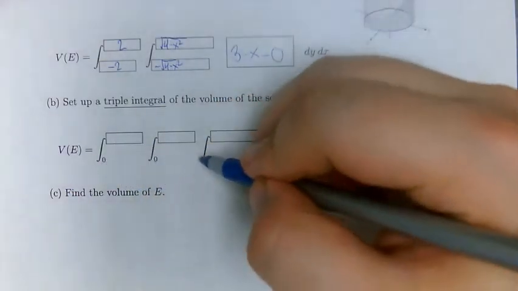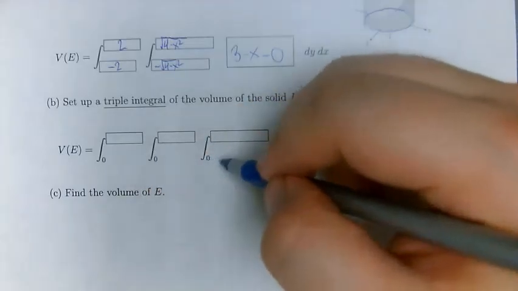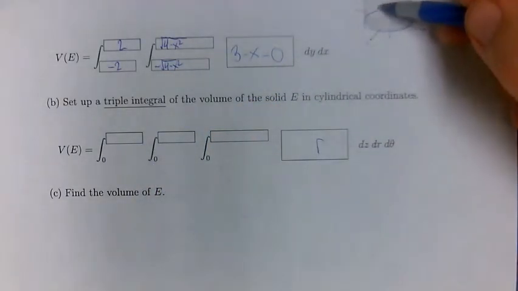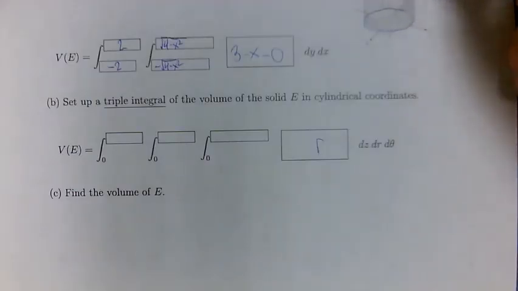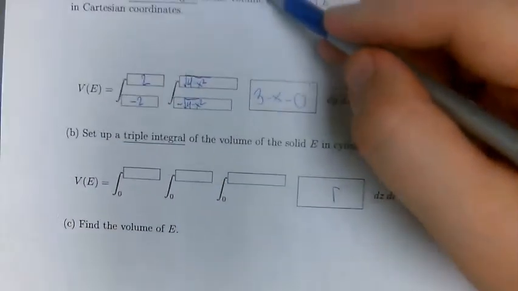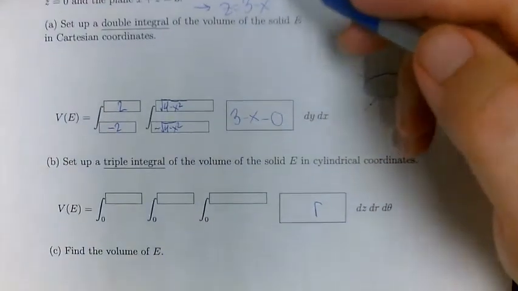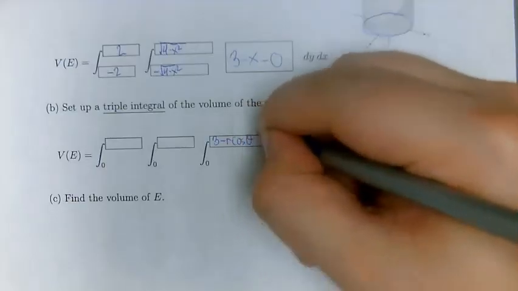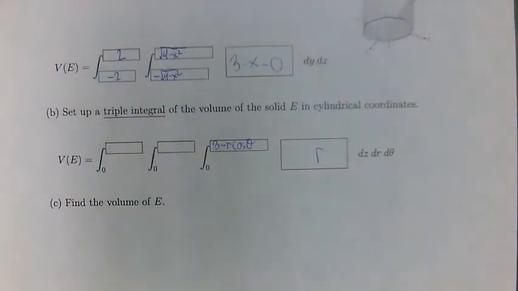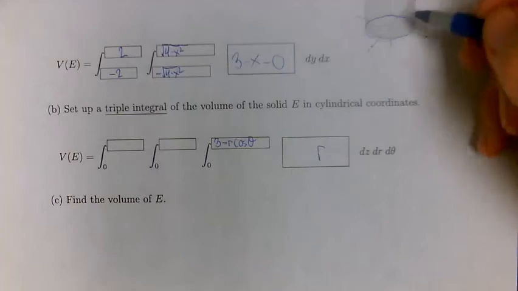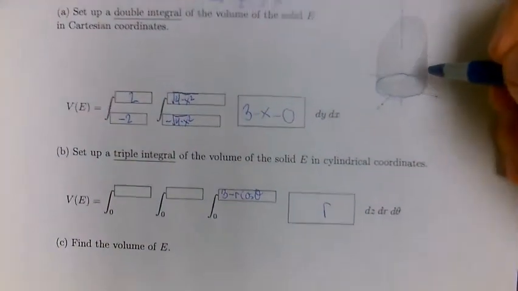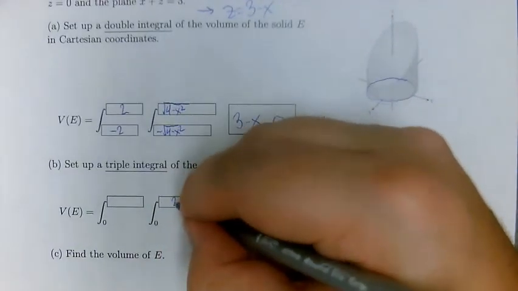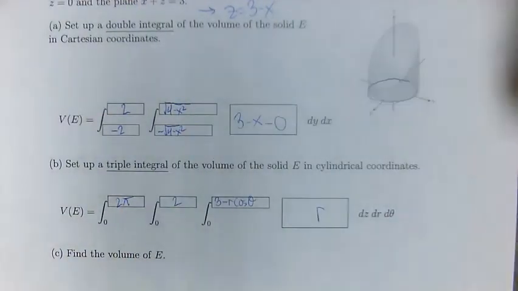Now, they were kind enough to tell us that all three of these are going to have a lower bound of 0 right here. So let's see. For z, we have our lower bound here of 0. And then our upper bound, we found earlier, z is 3 minus x. But in terms of cylindrical coordinates, this is 3 minus r cosine of theta. So there's our upper bound there. Now r, since we have a circle of radius 2 down here, doing the polar coordinates for this is easy. We're going to go from 0 to 2 for our r, and 0 to 2 pi for our theta.